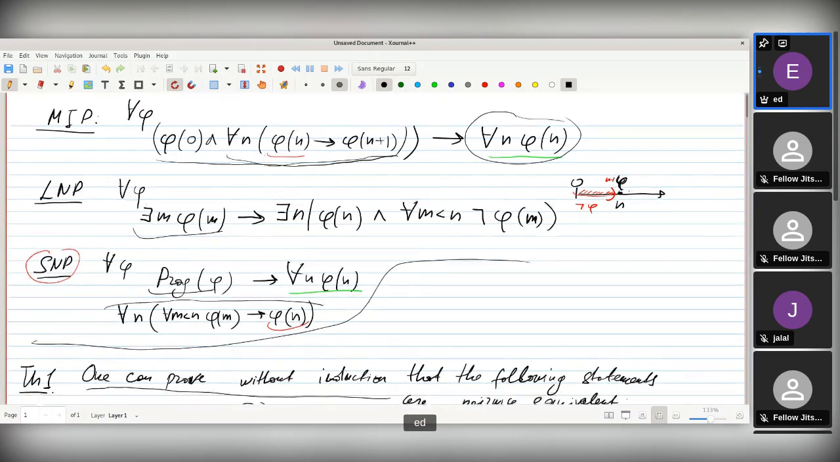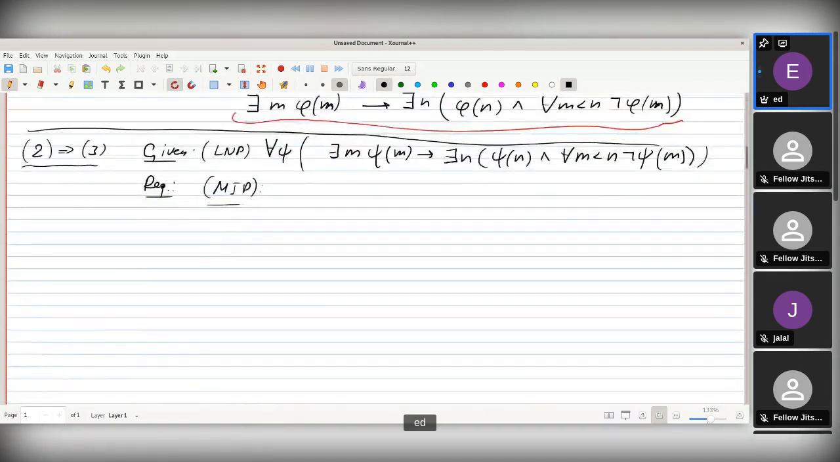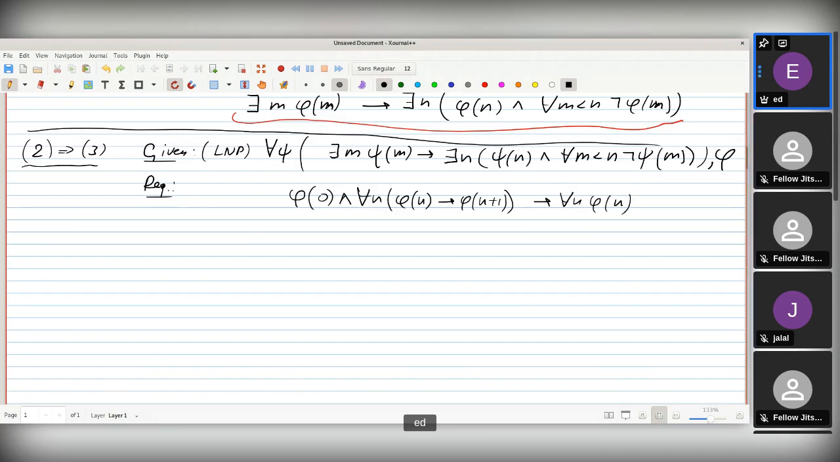Okay, let us take some arbitrary phi and prove all what remains. So let us take some arbitrary phi and prove this implication. If phi of 0 and for every n, phi of n implies phi of n plus 1, then for every n, phi of n.